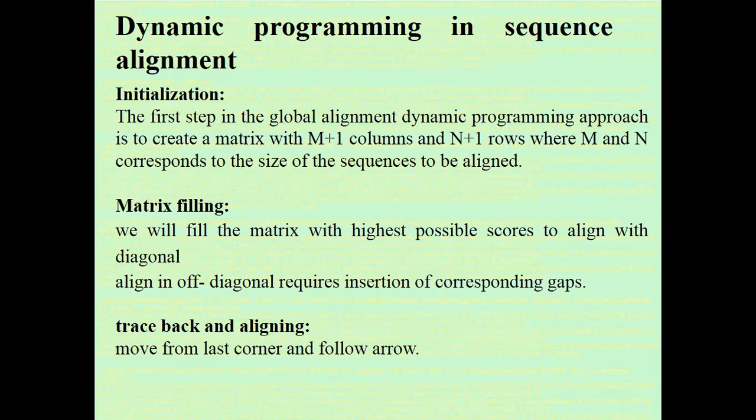In initialization, first of all, we have to generate a matrix, and the matrix should have values in all rows and columns. However, in matrix filling, we have to fill the matrix with the given scores for matches, mismatches, and gap penalties. These values move downward in a diagonal, horizontal, or vertical direction. And then we have the traceback and alignment concept.